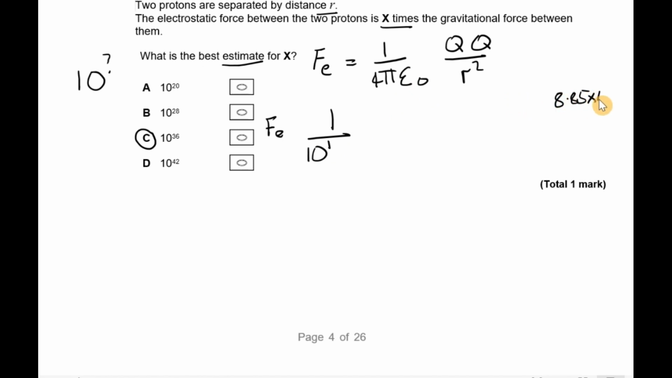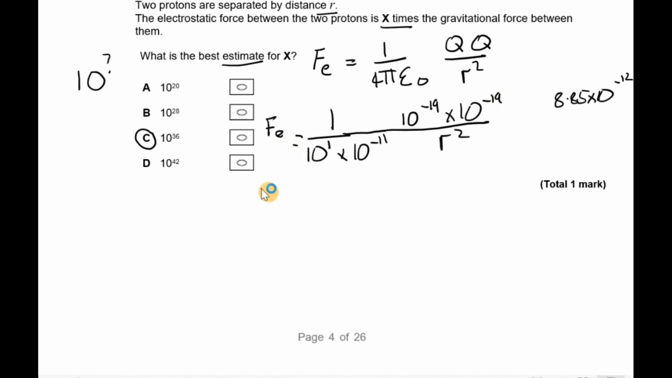8.85 times 10 to the minus 12. Well, that is approximately 10 to the minus 11. The charge on protons is 1.6 times 10 to the minus 19, approximately 10 to the minus 19, all over r squared. Now, when you multiply indices together, you just need to add the indices.